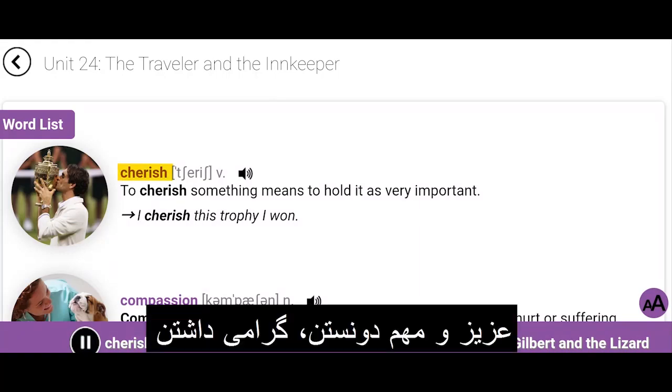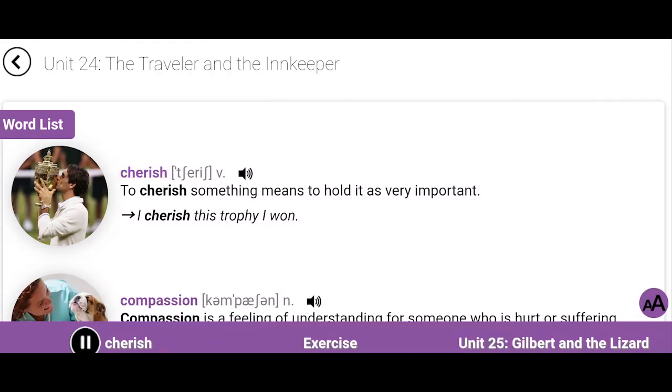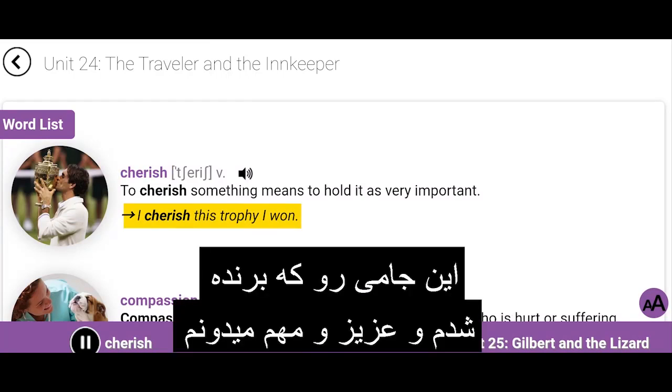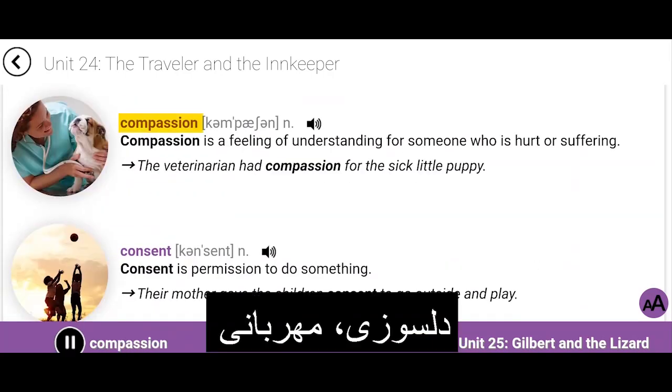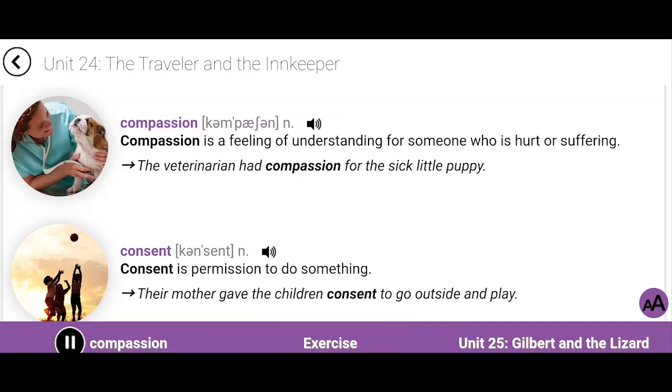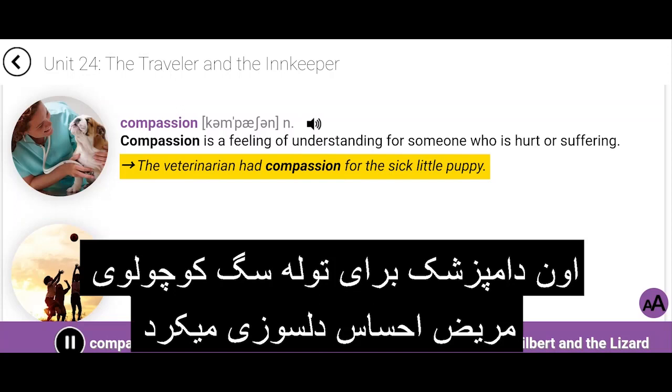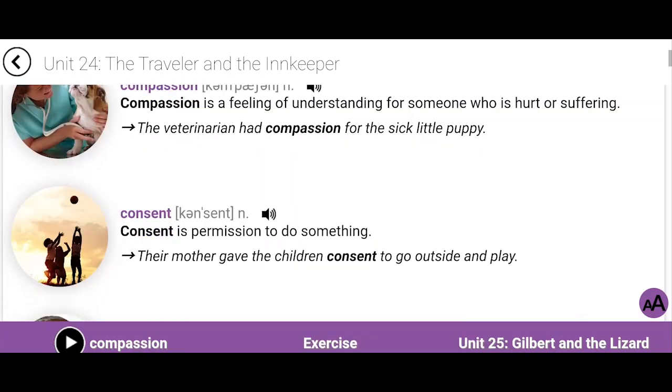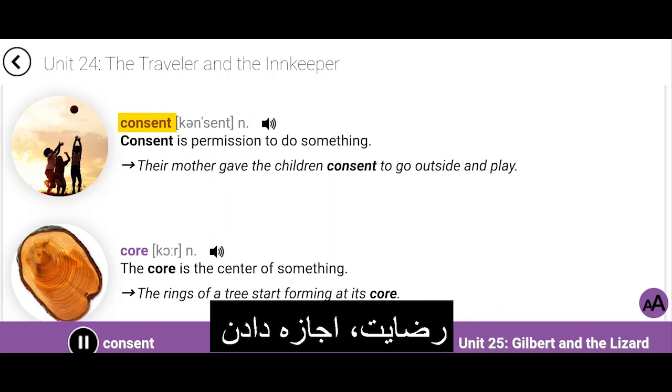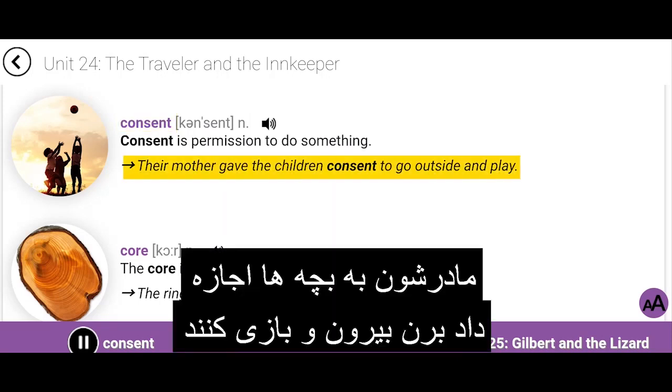Cherish. To cherish something means to hold it as very important. I cherish this trophy I won. Compassion. Compassion is a feeling of understanding for someone who is hurt or suffering. The veterinarian had compassion for the sick little puppy. Consent. Consent is permission to do something. Their mother gave the children consent to go outside and play.